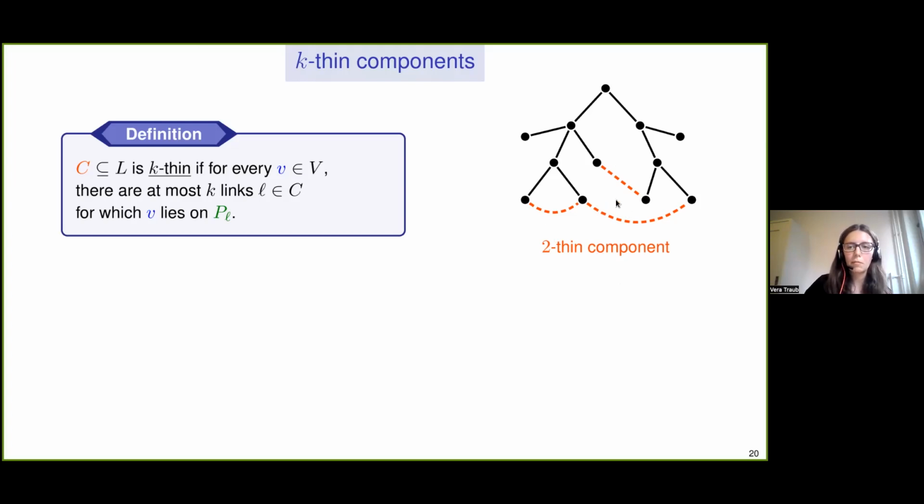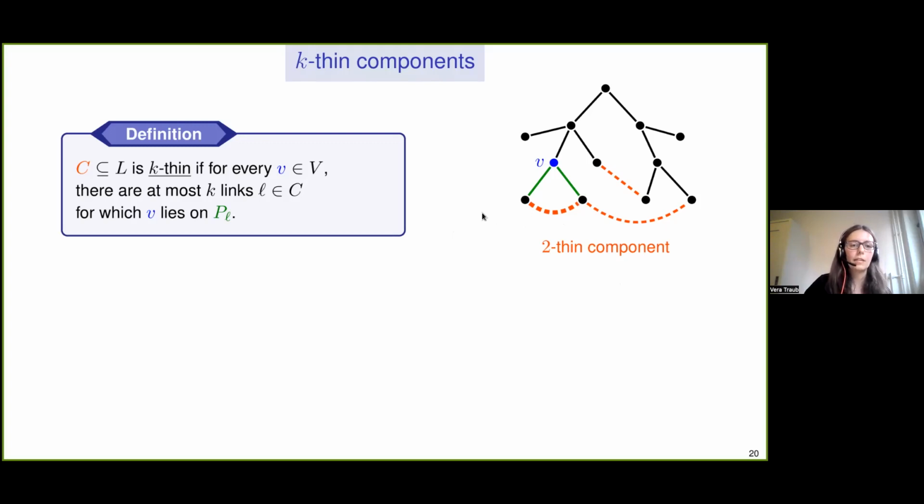I claim that these 3 orange links here form a too-thin component. So this is a too-thin link set. And what you need to do in order to check this by the definition is we need to look at every vertex V here, at the vertex V in our tree. And then we look at the path PL, so this green path between the endpoints of such a link in my component. And here's the green path PL connecting the endpoints of this link here.